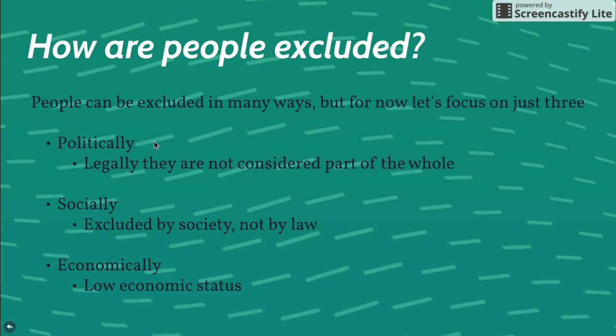So to be excluded politically means that legally they are not considered part of the whole, meaning that there are laws preventing them from being part of the whole. To be excluded socially means that they are excluded by society, the people within society, and not by the law. To be excluded economically means that due to their low economic status, they're not able to fully participate in the body politic. And low economic status just means people who are living in poverty.